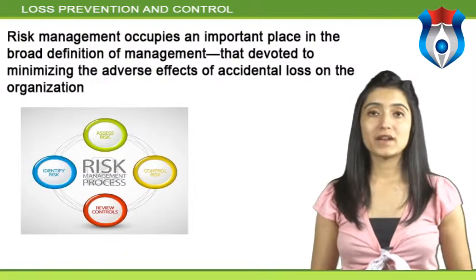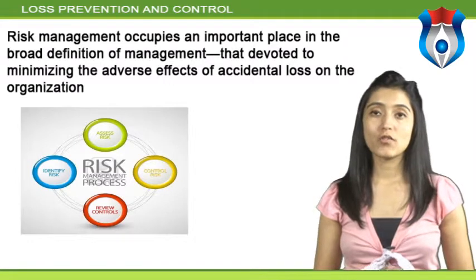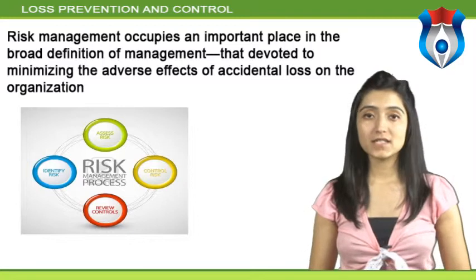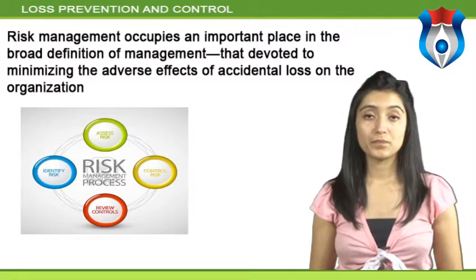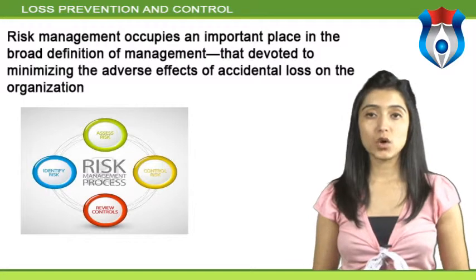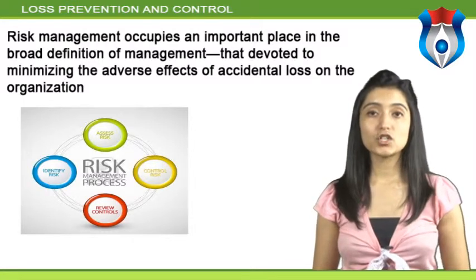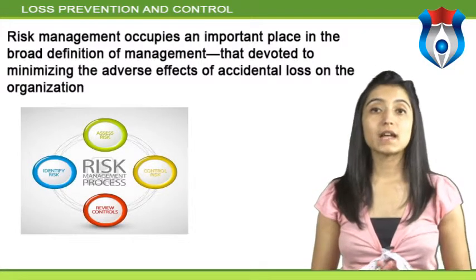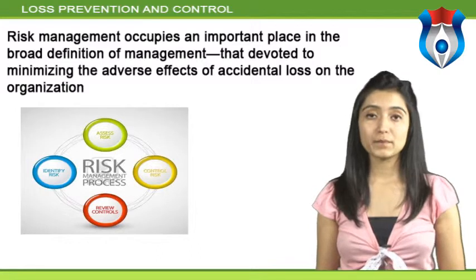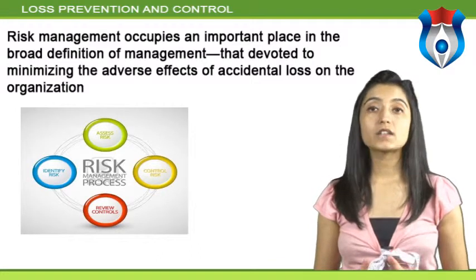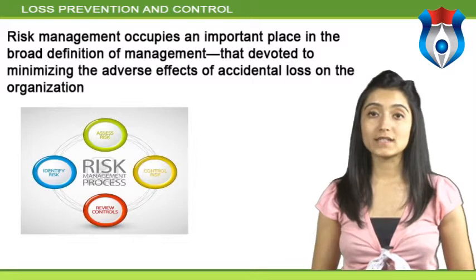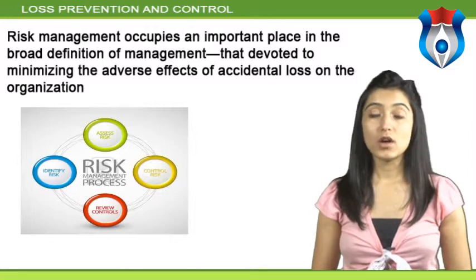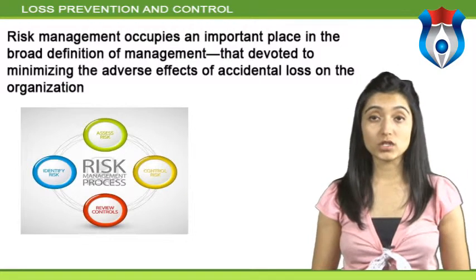Risk management occupies an important place in the broad definition of management that is devoted to minimizing the adverse effects of accidental loss on the organization. Given this focus on accidental losses, risk management as a managerial or administrative process may be defined as a process that includes the four functions of planning, organizing, leading, and controlling the activities of an organization in order to minimize the adverse effects of accidental losses on the organization at reasonable cost.